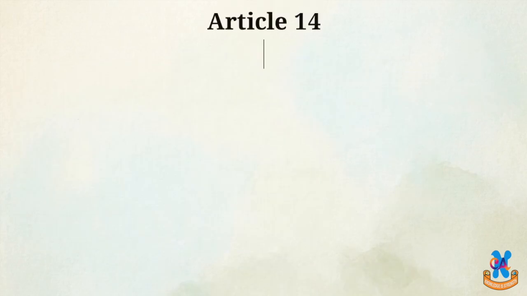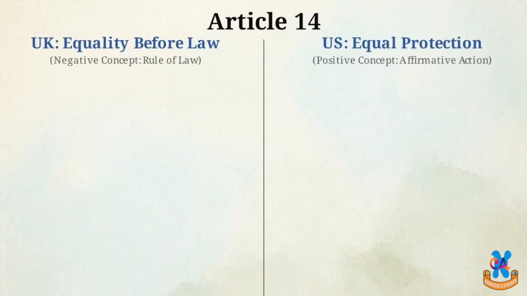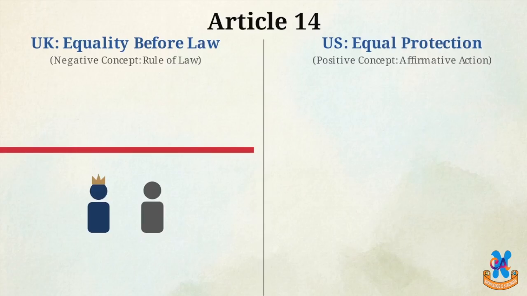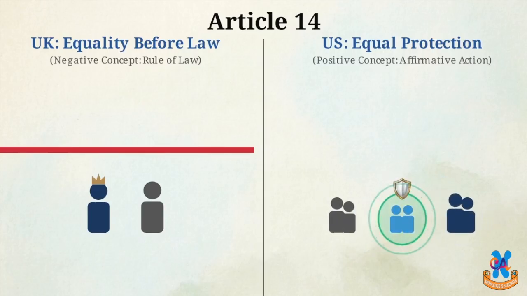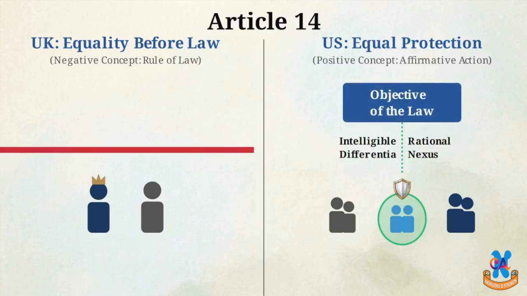Let's break down Article 14. This diagram splits the concept into two halves. On the left, the British concept of equality before law acts as a negative barrier. No individual gets special privileges. On the right, the American idea of equal protection of laws allows the law to treat different people differently, like providing affirmative action, so long as the grouping makes logical sense.